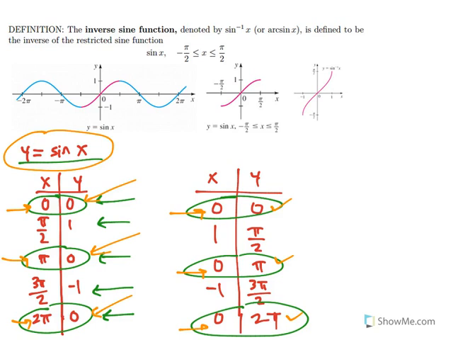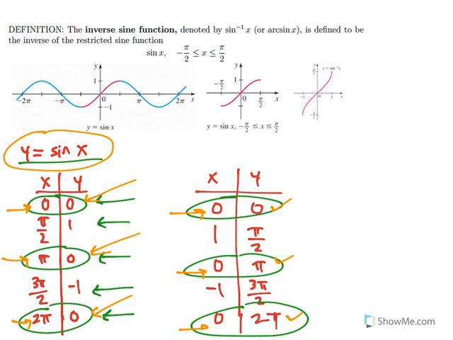However, we can restrict the domain of the sine function so that we're only looking at a portion of the sine curve. And on that restricted domain, the sine function would be one-to-one and it would have an inverse function. So the question is, how should you restrict the domain of the sine function?